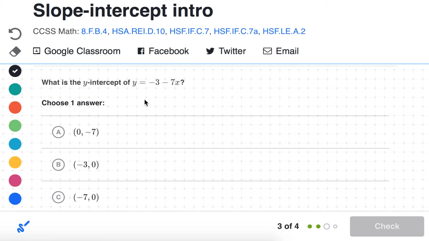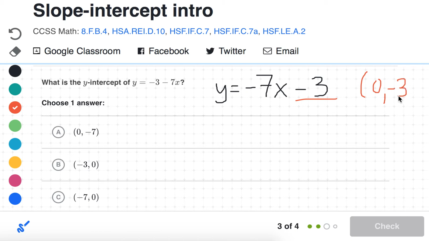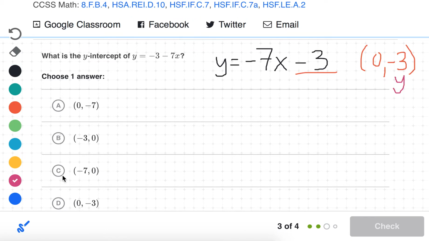What is the y-intercept of y equals -3 minus 7x? Again, they're trying to kind of trick us by shifting it around. Let's rewrite it in the way we're used to seeing it. So y equals -7x minus 3. And now we know that this is the y-intercept slot. So the y-intercept is going to be a point that has -3 as the y-coordinate and is right on the y-axis, so the x-coordinate is 0. So 0, -3.